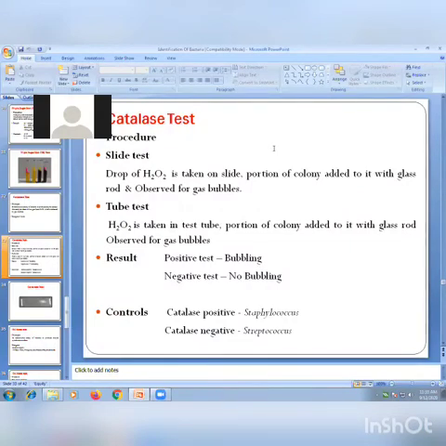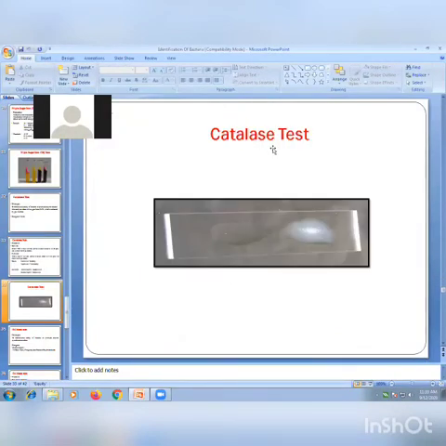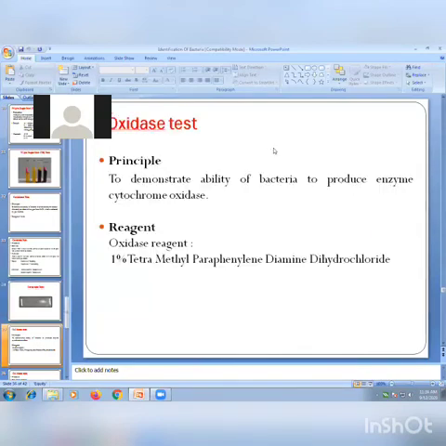Generally the slide test we are using. A drop of H2O2 is taken onto the slide, a portion of the colony is picked up with a glass rod or glass slide, and observed for gas bubbles. Here immediate bubbling indicates a positive test. Results: positive test, bubbling; negative, no bubbling. Controls: catalase positive, staphylococci; catalase negative, streptococcus. Here you observe the air bubbles generally produced, that is catalase positive.